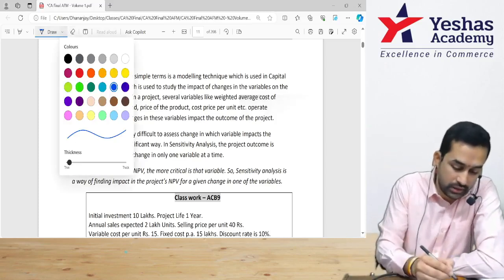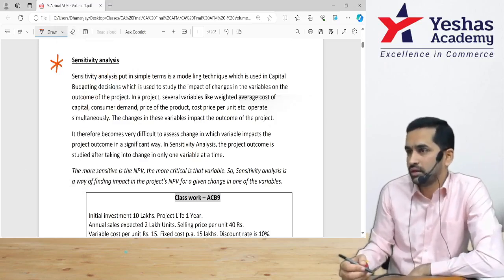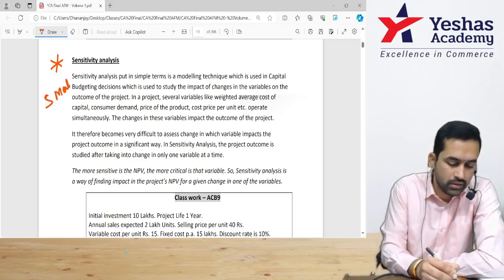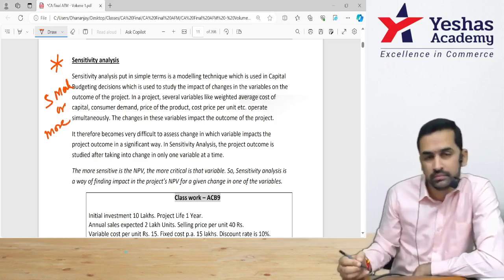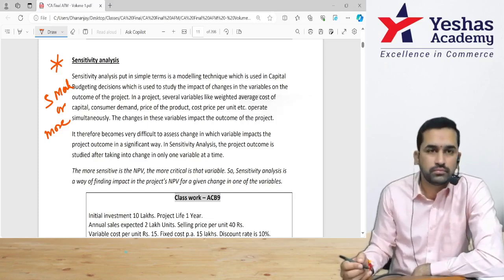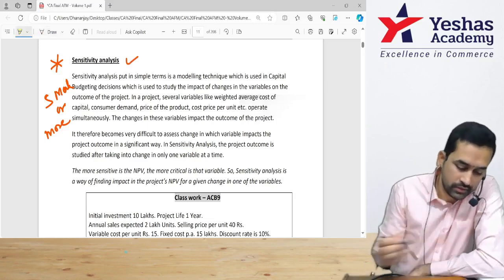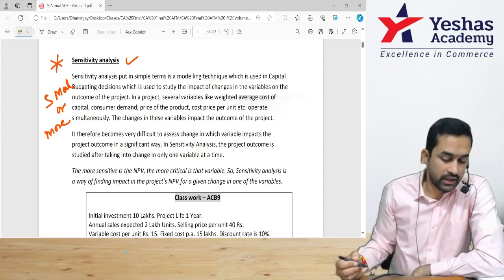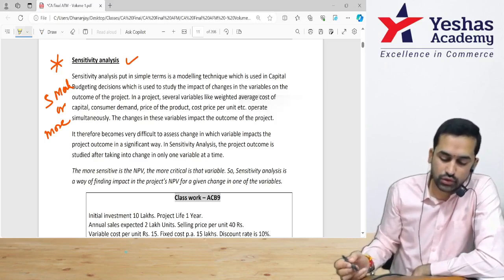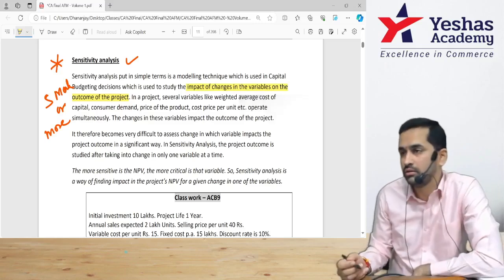Mark this, important, practically very useful. Sensitivity analysis, a slightly big area. This can be 5 marks or more, can be 8 marks, can be 10 marks also. Sensitivity analysis, put in simple terms, is a modeling technique which is used in capital budgeting decisions to study the impact of changes in variables on the outcome of a project.